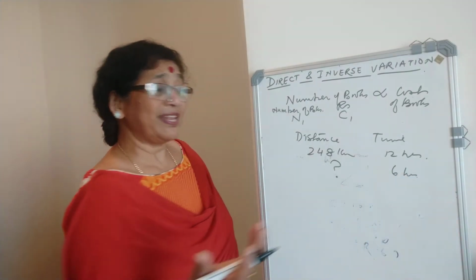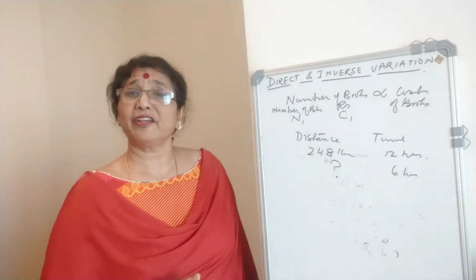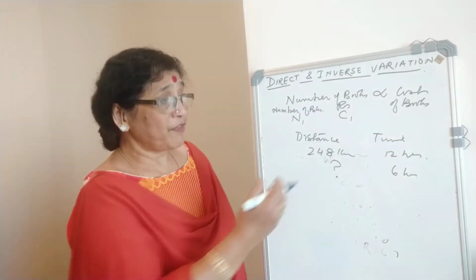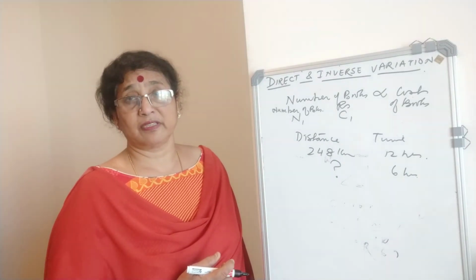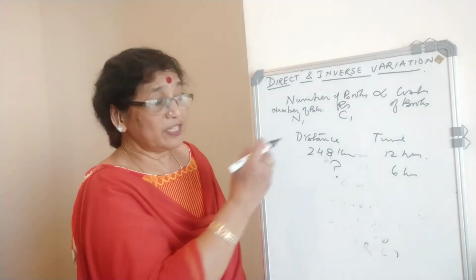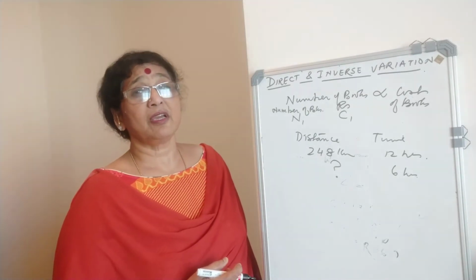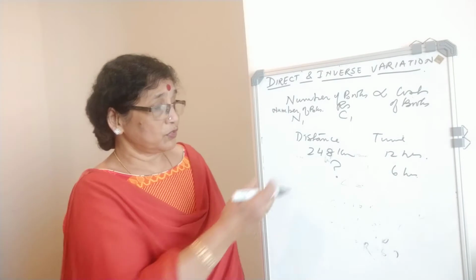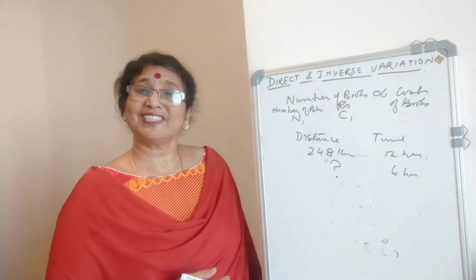You don't have to do anything. 6 is half of 12, so the distance will be 124, mentally. If I ask you how much distance I travel in 4 hours, 4 is 1/3 of this number. So 1/3 of 12 is how much? 1/3 of 12 is 4. So 1/3 of this distance will be 82.666.